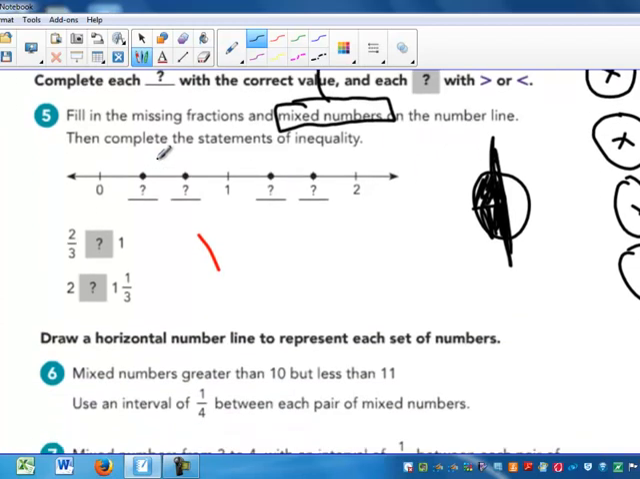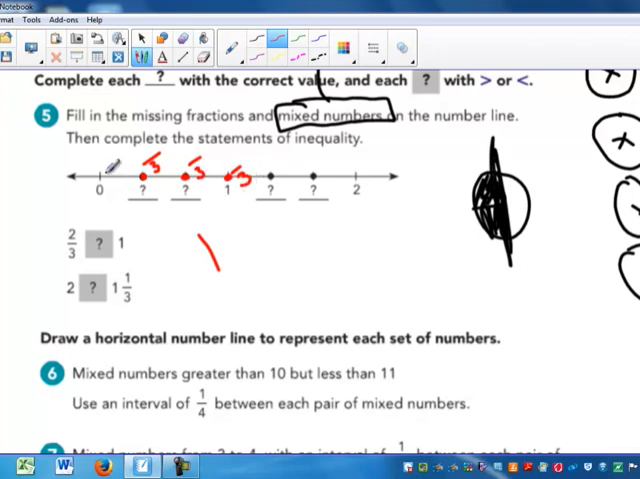Now, it says complete the statements or find the missing fractions. I see a fraction missing there, and there, and they're giving us this. So I have to determine what they are breaking this into. A lot of you will probably struggle with this skill. You have to remember that it's breaking it into 1, 2, 3 sections. If it's breaking it into 3 sections, that means your denominator is 3. You're breaking it into denominators of 3.